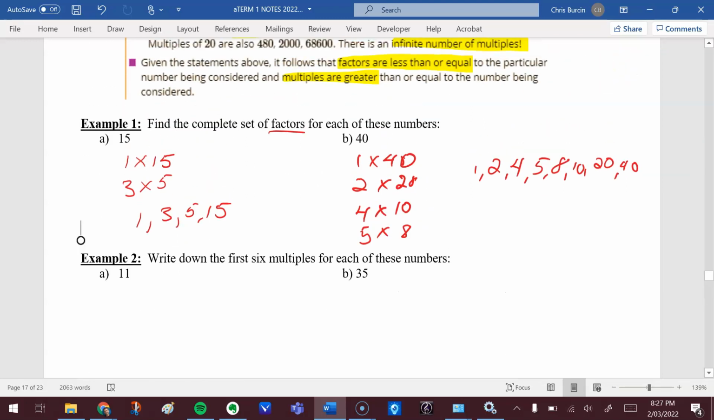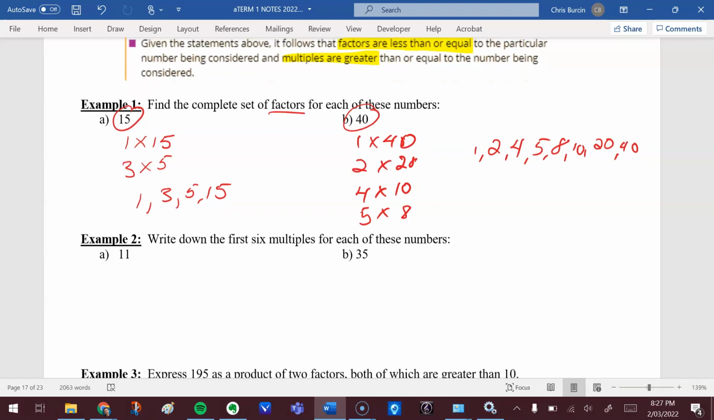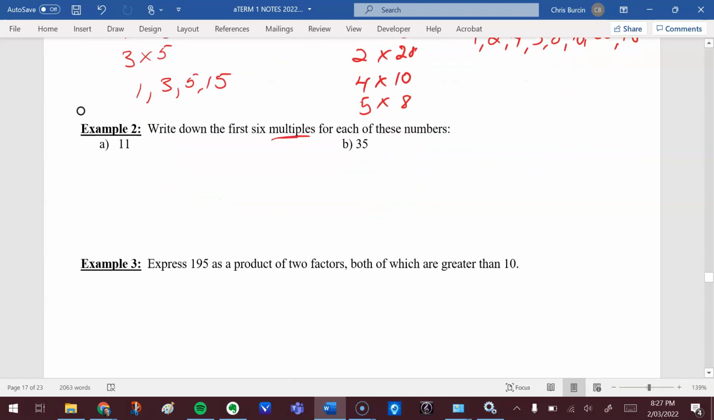So remember, the factors are all smaller than or equal to the number that you're looking for. So you won't have any factor of 15 that's higher than 15. Same thing with 40, same thing with every number. But multiples, they're always going to be larger. They're going to be bigger numbers. And you think of them as multiplying the counting numbers. So we're going to look for the first 6 multiples for each of these numbers.